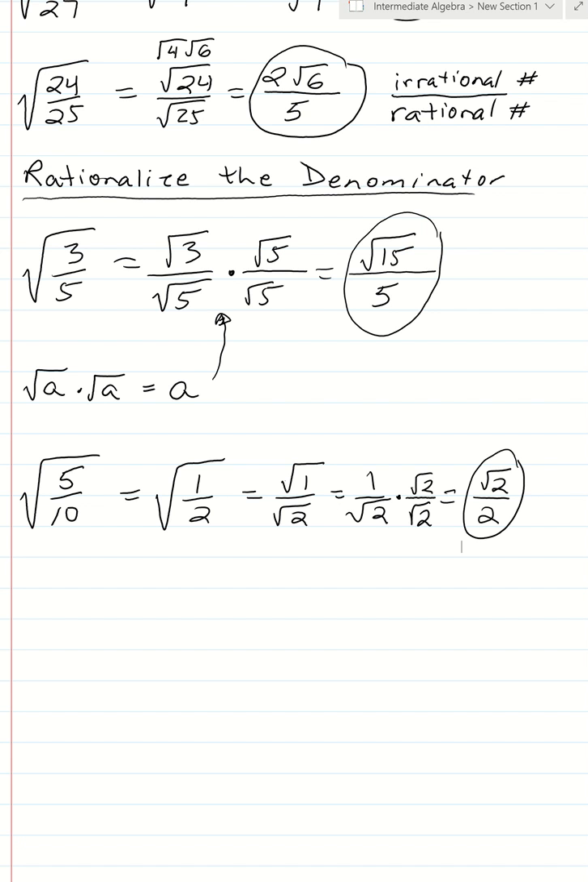And you can't simplify this any further. Don't think about simplifying here the 2 with the 2. You can't, because this is not really 2 in the numerator. It is the square root of 2, which is a completely different number.